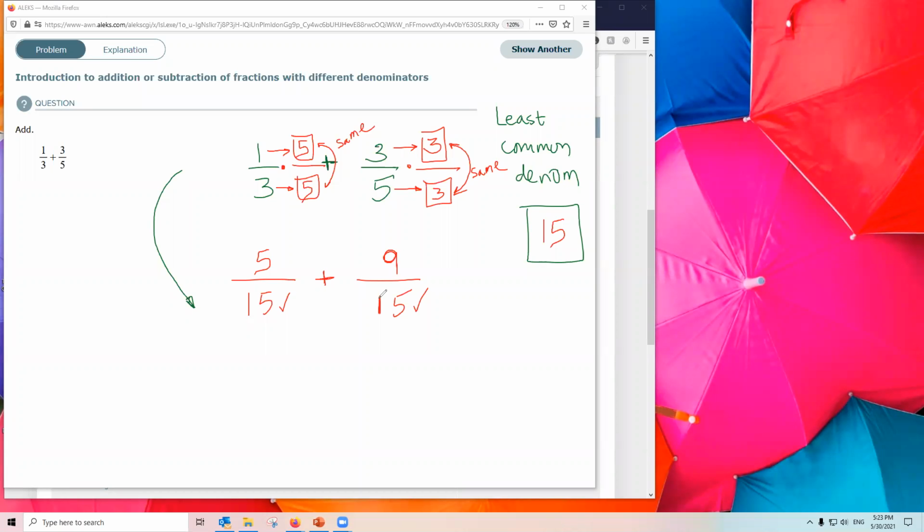All right, well, now I can go ahead and add the fractions because now I do have the same denominator. The rule is keep the denominator as is. So I'm going to leave this 15. Add the numbers on top together. 5 plus 9 is 14. So that's the final answer.